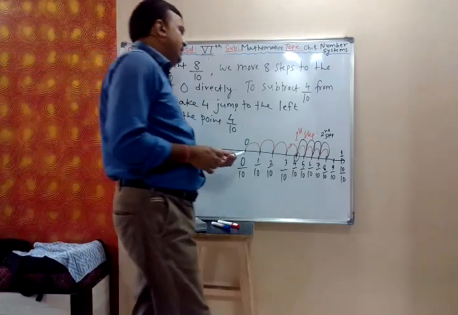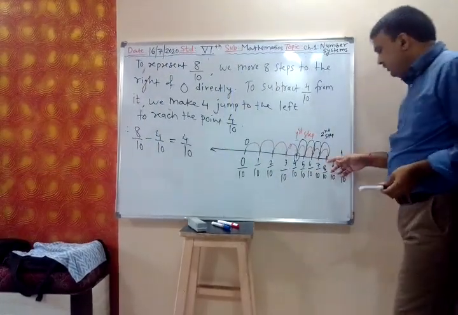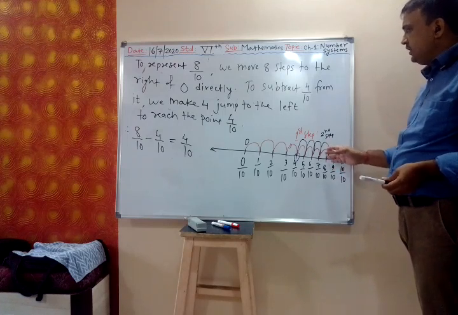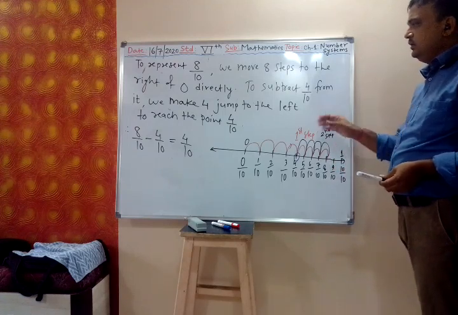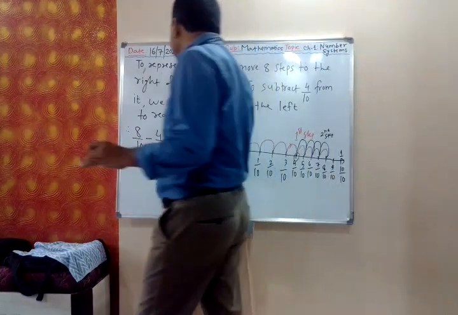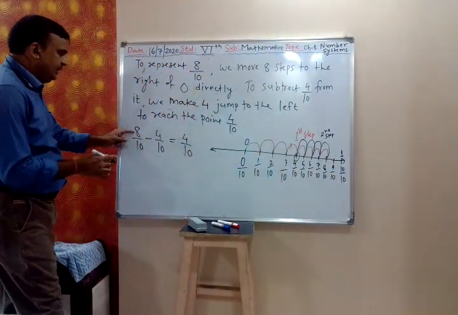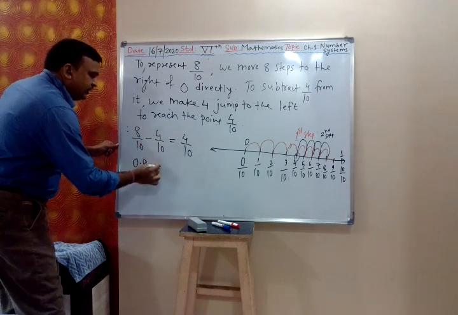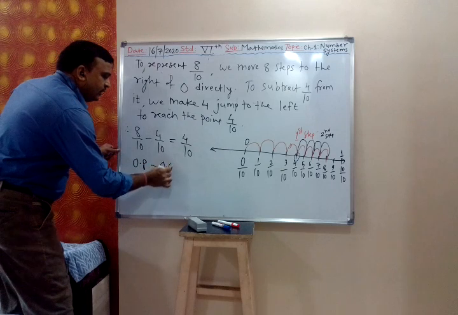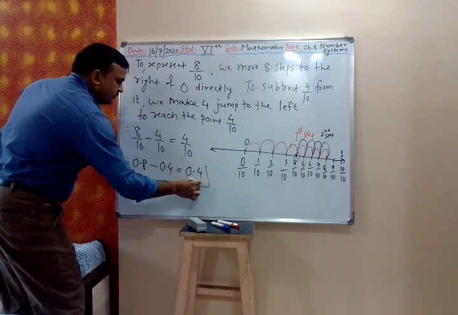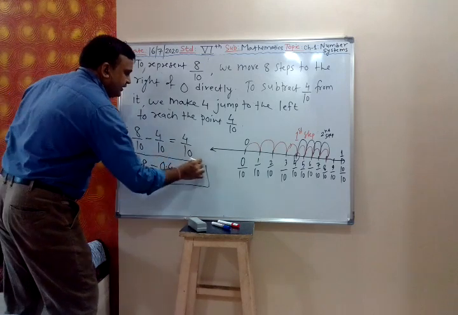From 8 upon 10, we have to remove 4 upon 10. So I have to jump 4 steps to the left. At the end I will write: 8 upon 10 means 0.8. 4 upon 10 means 0.4. And again 4 upon 10 is 0.4.